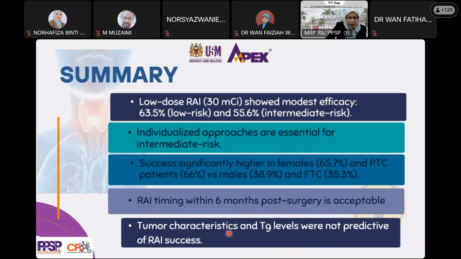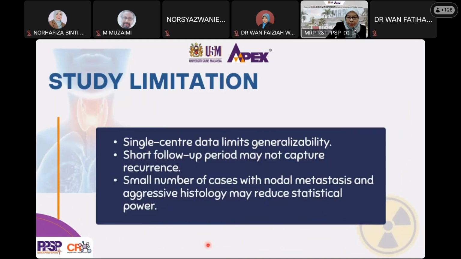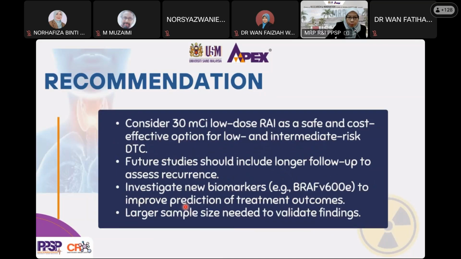And tumor characteristic and TG level were not predictive for the RI success. However, in our study, there are a few study limitations because it's a single center data, which limits the generalizability of this study. And the short follow-up period may not capture the recurrence post diagnostic whole body scan. And the small number of cases with nodal mets and aggressive histology may reduce the statistical power of this study.